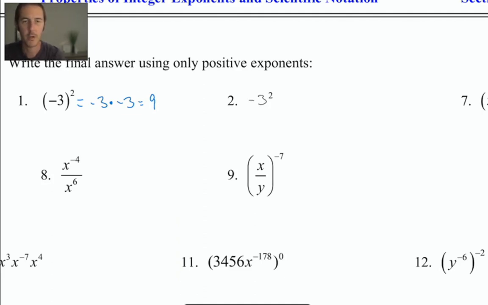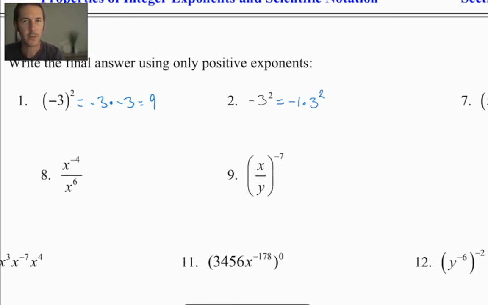So now we can really compare this to the first one that we looked at. Obviously, visually, there's a little difference with the absence of the parentheses here. And the impact that this has is substantial. What you need to realize here is that this is the same thing as writing negative 1 times 3 squared.